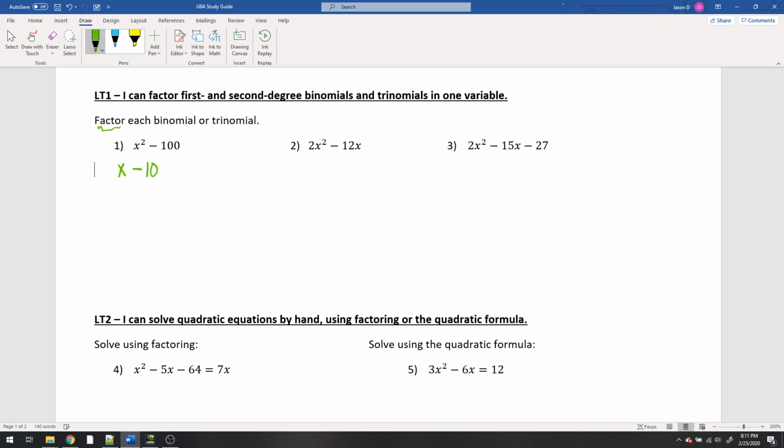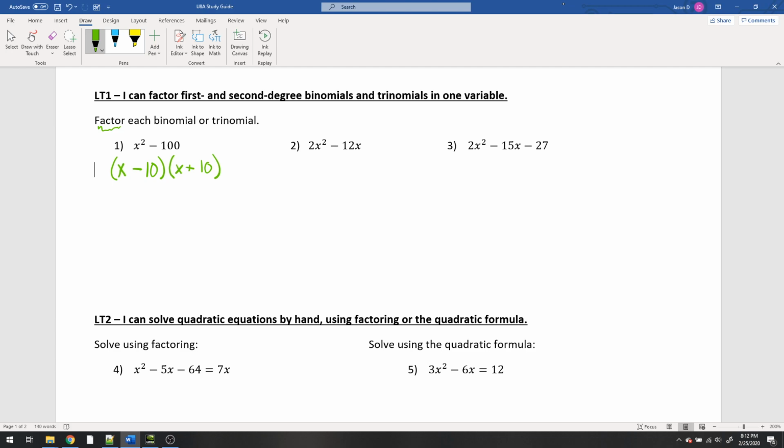And so our factors, we instantly write these down. X minus 10, because those are the 2 square roots, and the other factor has a plus sign. Easy as can be. That's really not going to be too hard. Just square root both the things.